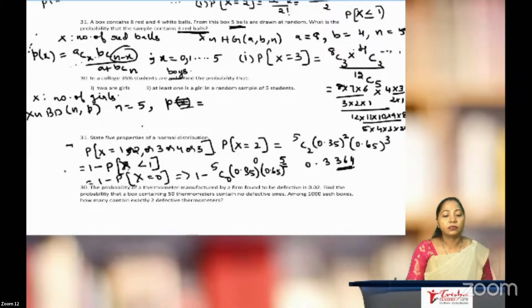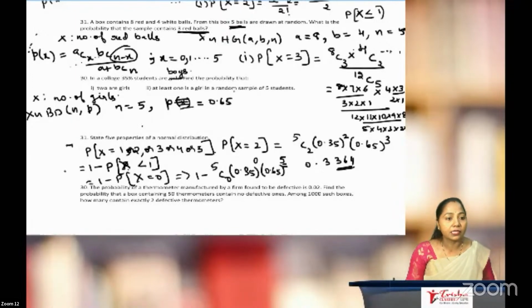P, as I told you, it is p of x. Your x is number of girls. P will be probability of girls. In this case, what will be your P? Yes. So it is 0.65.